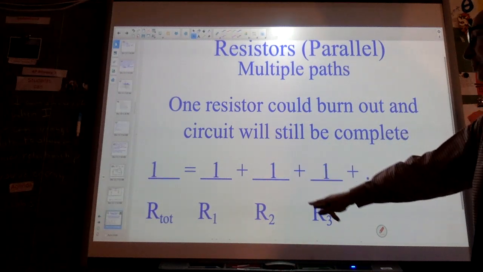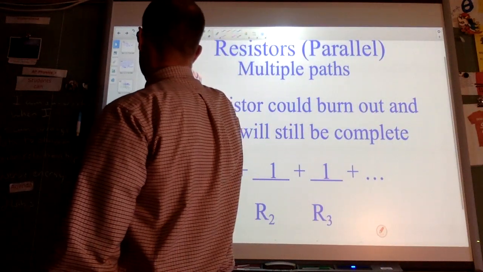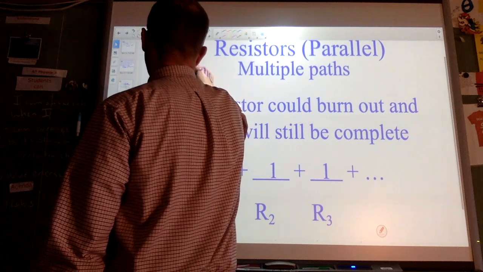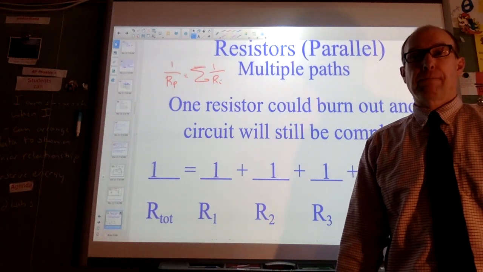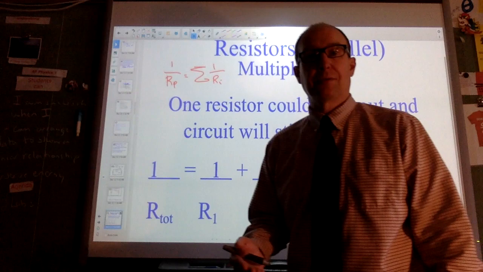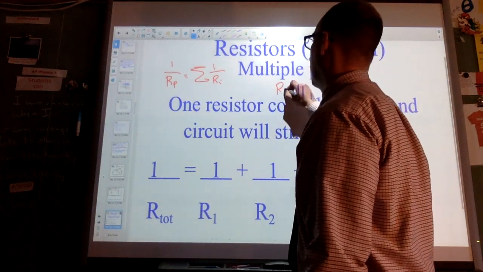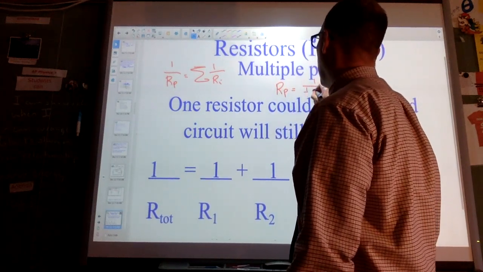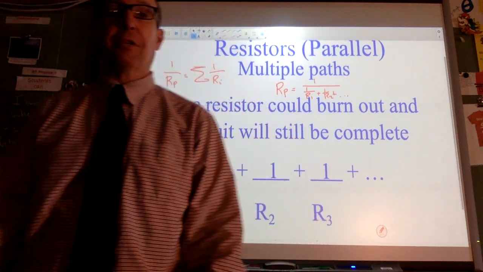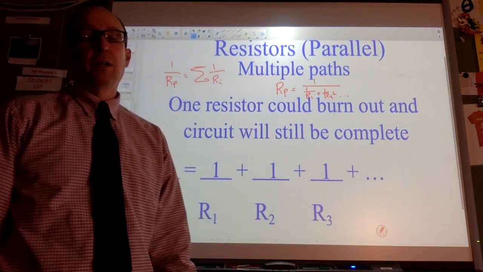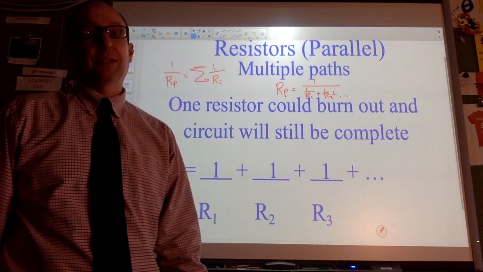It's 1 over R total equals 1 over R1 plus 1 over R2 plus 1 over R3. On your equation sheet, it's going to say 1 over Rp is going to be the summation of 1 over Ri. It is more convenient for us, for the sake of how we're going to put it into a calculator, to say that resistance in parallel is 1 over (1 over R1 plus 1 over R2 plus dot, dot, dot), because that's how you would actually input it into your calculator. They're never going to ask you for 1 over the parallel resistance, right? They're going to ask you what the parallel resistance is.